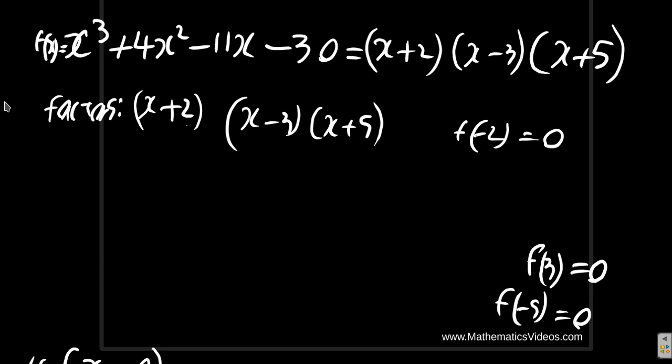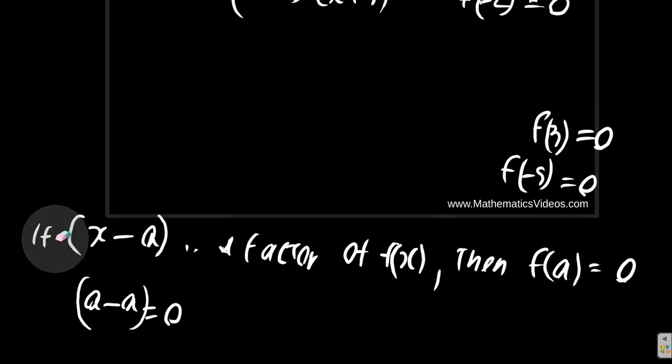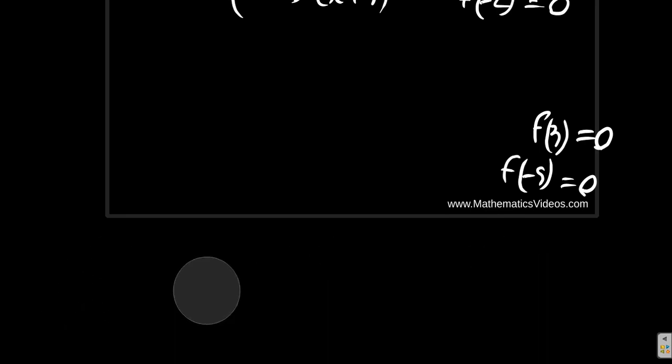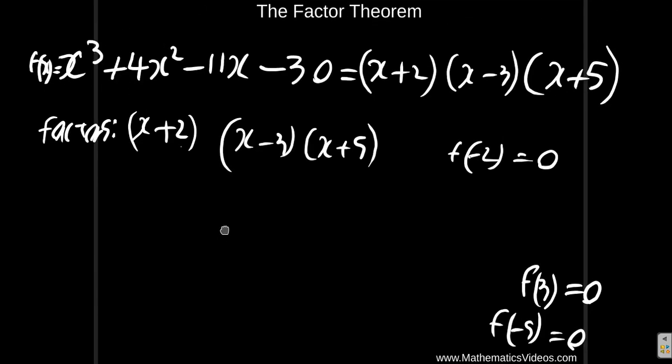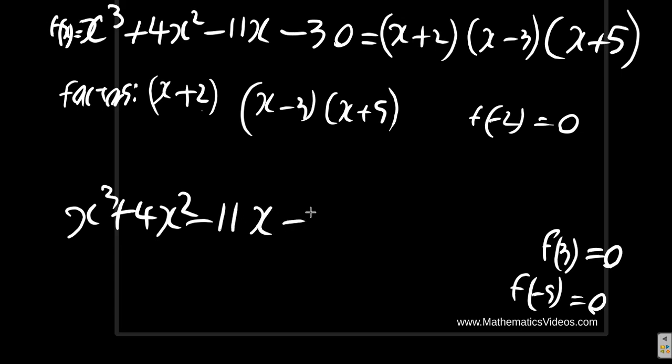Alright. Now, suppose you are given x cubed plus 4x squared minus 11x minus 30, and you're asked to factorize that. What would you do? Pretend as if you didn't know that the factors were 2, negative 3, and 5.